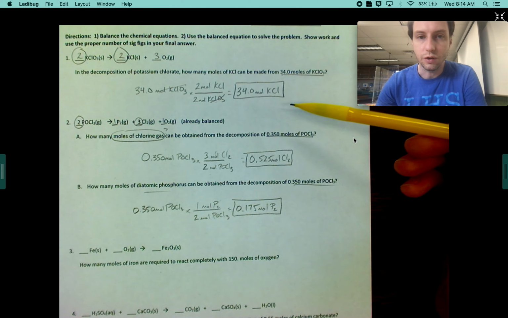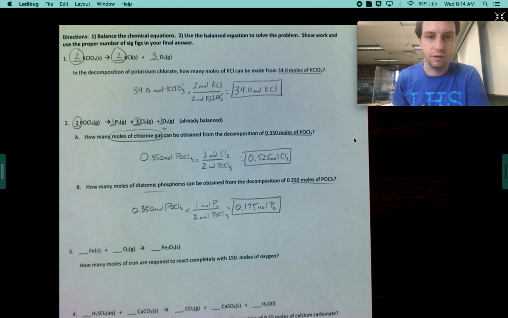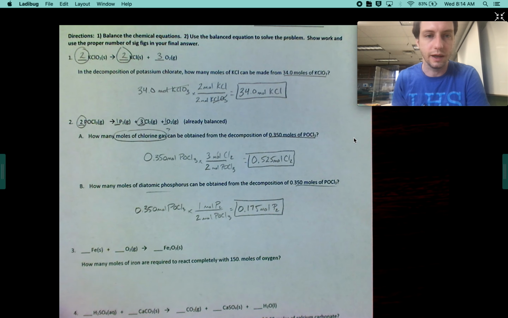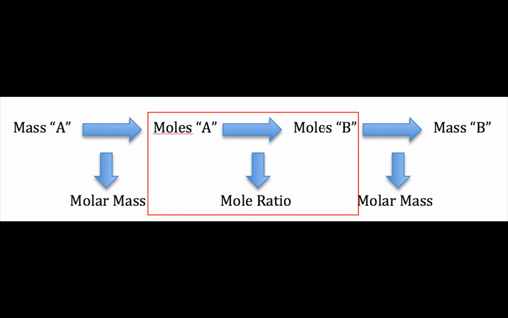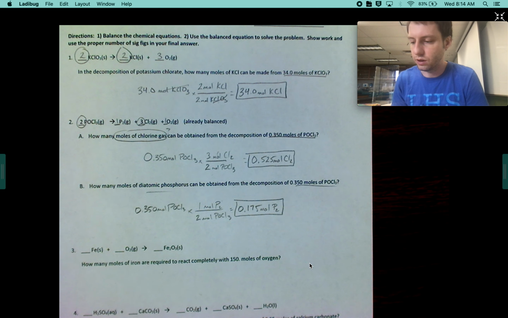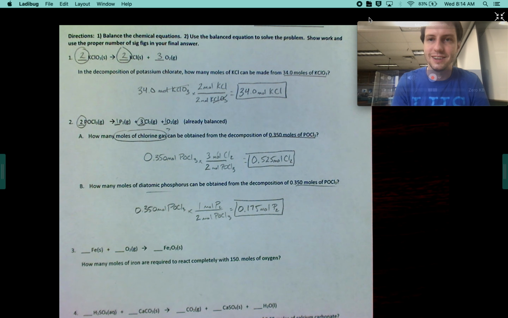So really the only new step that we're learning here is just using the mole ratio as a conversion factor. Eventually we'll be giving you amounts in grams and asking for the resulting mass, in which case you'll be using more steps. You'll be using the molar mass to convert with that. But for now, let's just practice using this mole ratio. Try number 3 on your own, and I will see you soon. Good luck.